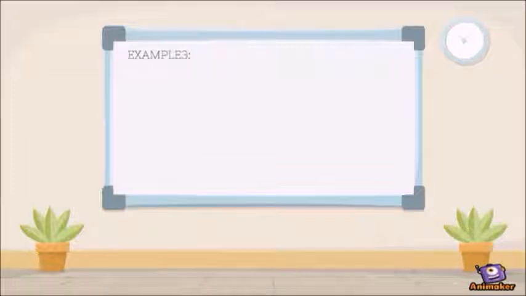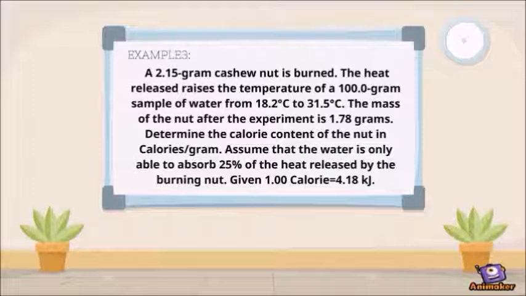For example, a 2.15 gram cashew nut is burned. The heat released raises the temperature of a 100 gram sample of water from 18.2 degrees Celsius to 31.5 degrees Celsius. The mass of the nut after the experiment is 1.78 grams. Determine the calorie content of the nut in calories per gram. Assume that the water is only able to absorb 25% of the heat released by the burning nut, given 1 calorie equals 4.18 joules.